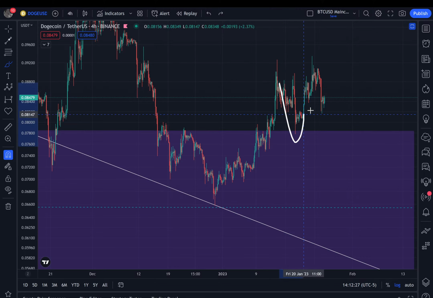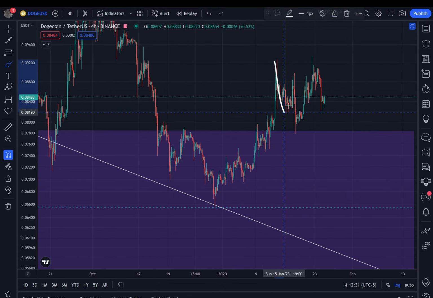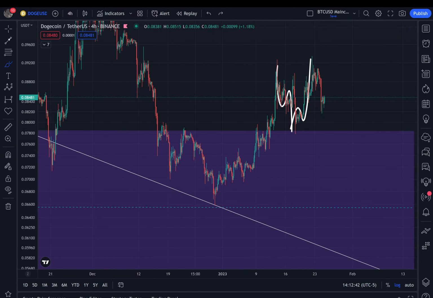Okay, typically we expect wave 2 to be a zigzag, but this is a WXY. No, or is it an ABC? Let's see. 1, 2, 3. 1, 2, 3. Yeah. You could say it's an ABC. It's just funky. Because it's a flat correction, do expect that after Dogecoin puts in wave 3, and wave 3 is going to be crazy.